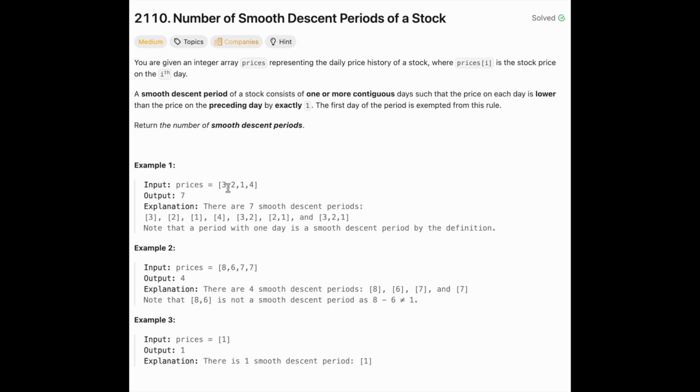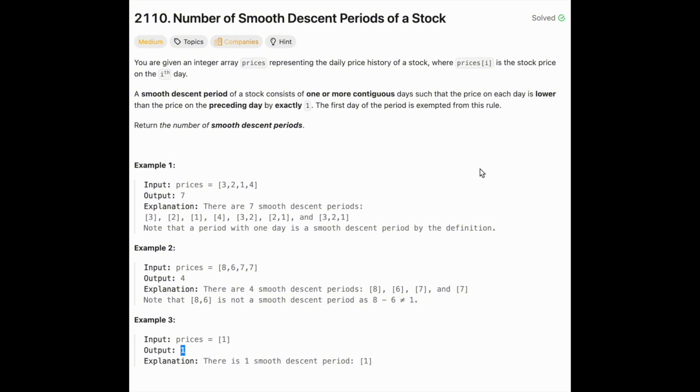If we look at these examples, in this example there are 7 periods. 3, 2, 1, and 4 on their own are smooth descent periods, and 3 and 2 is decreasing by 1, 2 to 1 is decreasing by 1, and 3 to 1 is also decreasing by 1 across all 3 days. Now this example has only 4 periods, meaning each day on its own, because none of these days decrease by 1 to the next day. And in the last example, we just return 1 because there's only one value here and no next day to see a pattern. So this day on its own is a smooth descent period, so we return 1.